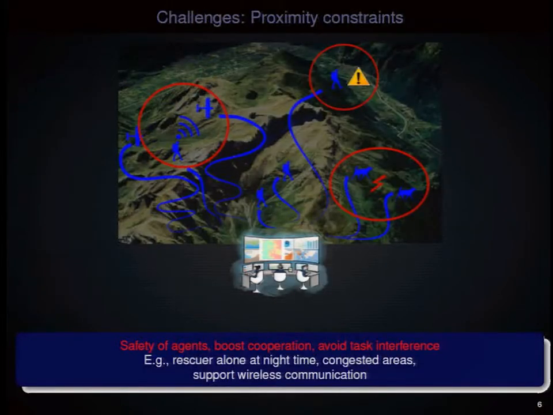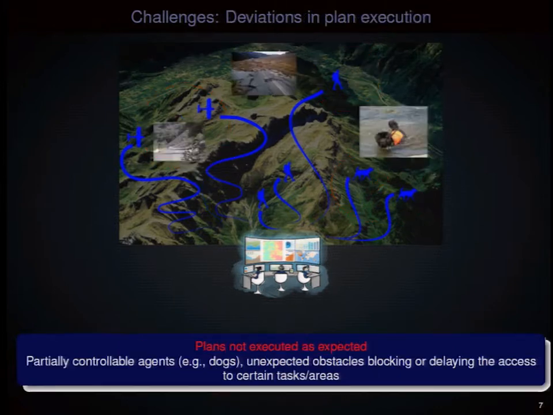The planner can enforce specific proximity constraints, for example, to ensure that a human rescuer won't be sent in an isolated area without network coverage by flying robots. Plans are also computed to be robust to deviations in plan execution, which is, for instance, the case for partially controllable agents, such as rescue dogs, or because of unforeseen obstacles or malfunctions.